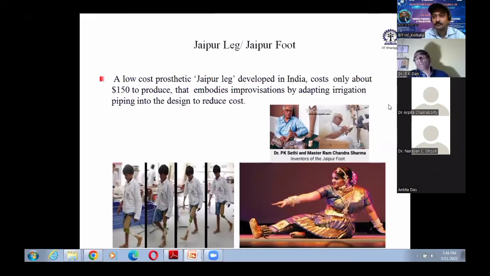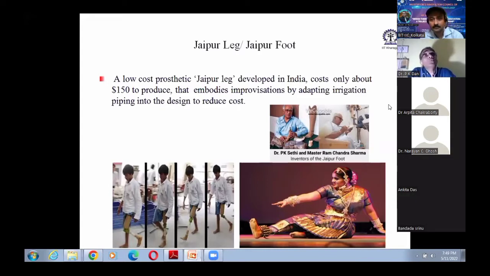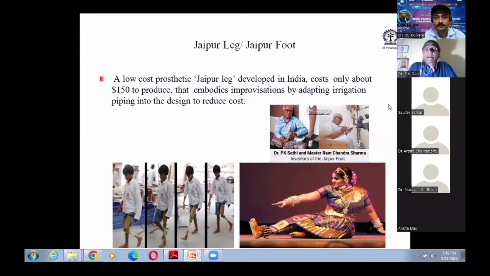I do not know whether you can recognize this lady. Can you recognize this lady? Anybody who danced with a wooden leg? Yes, quite right. Thank you. So understand that a professional dancer like her used this prosthetic leg, and so understand the quality. Those are certain things.